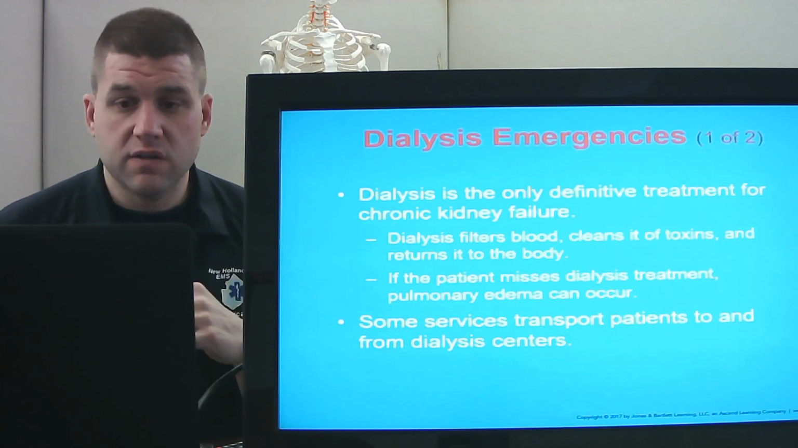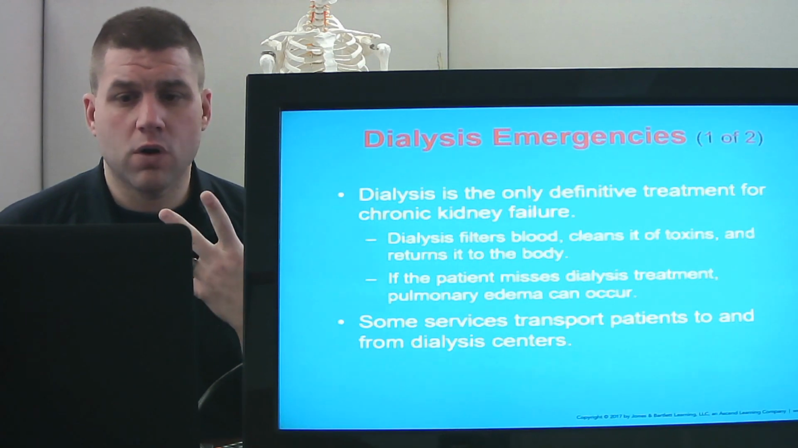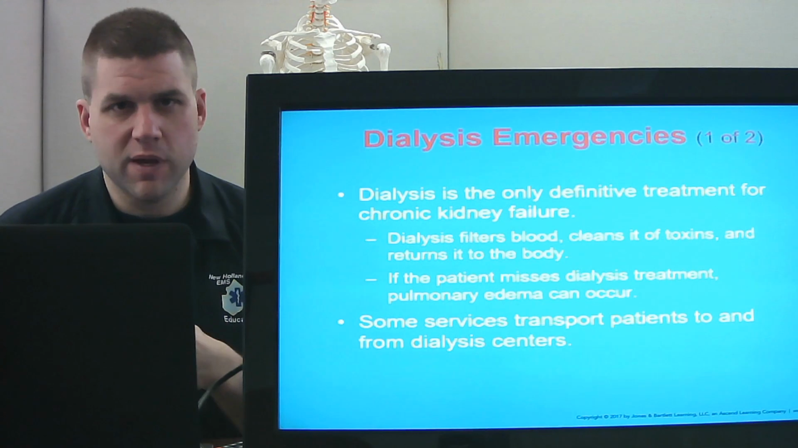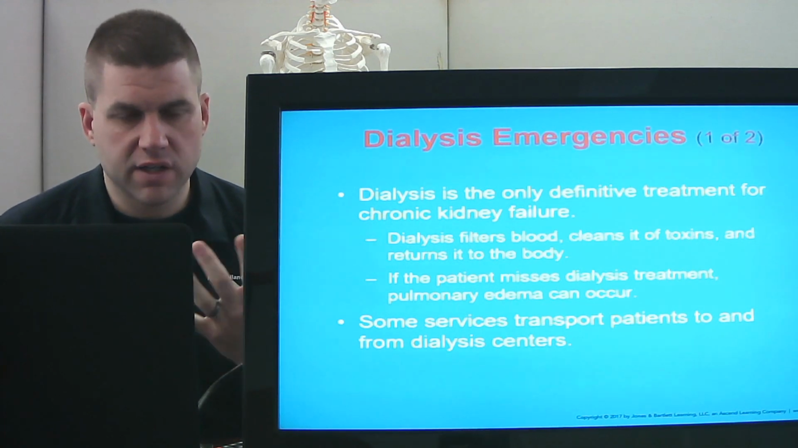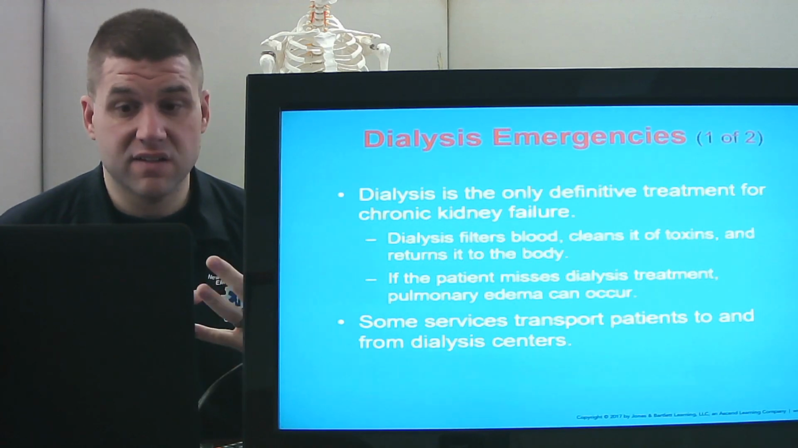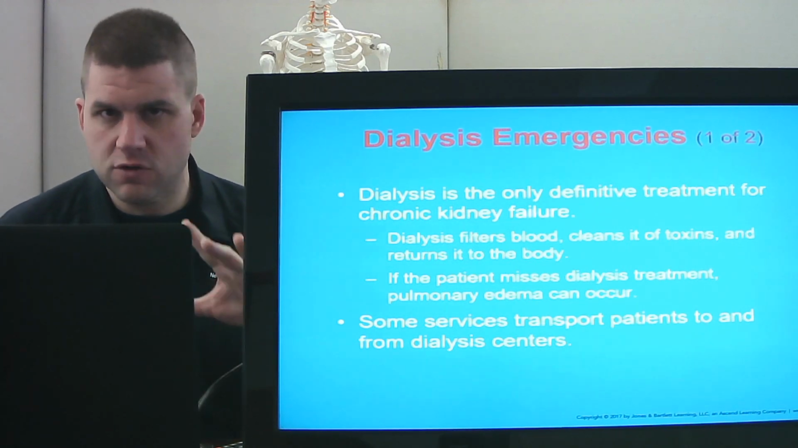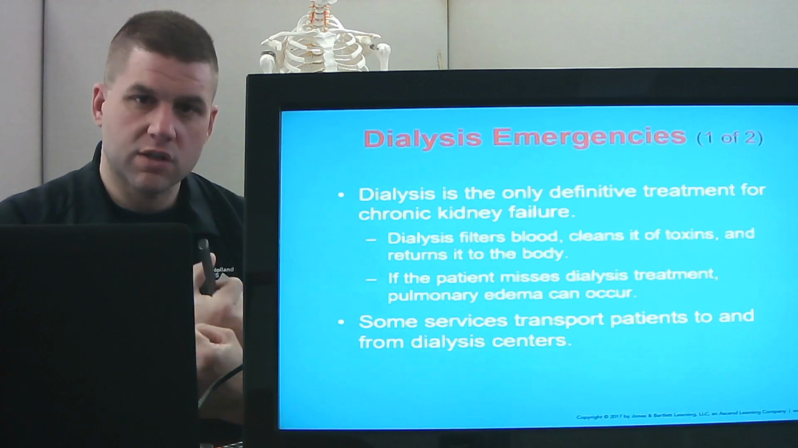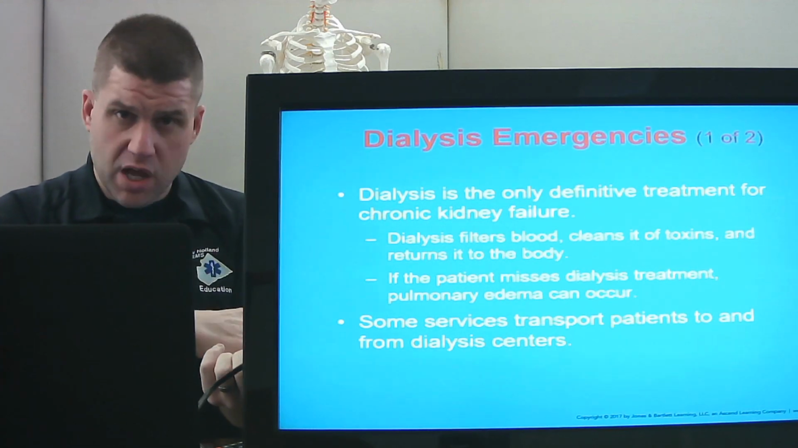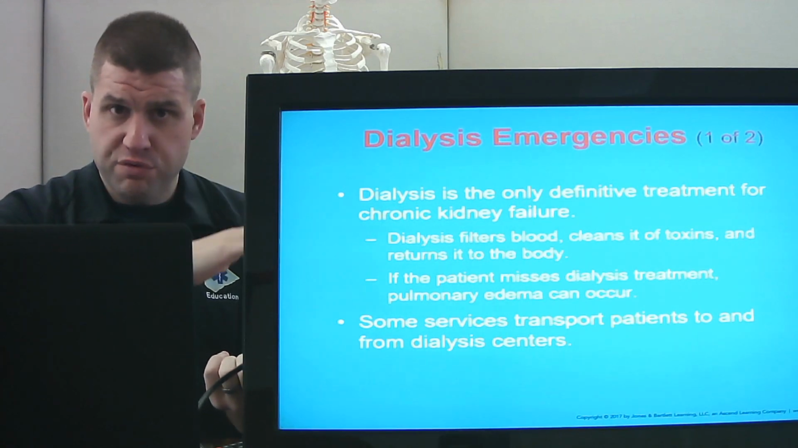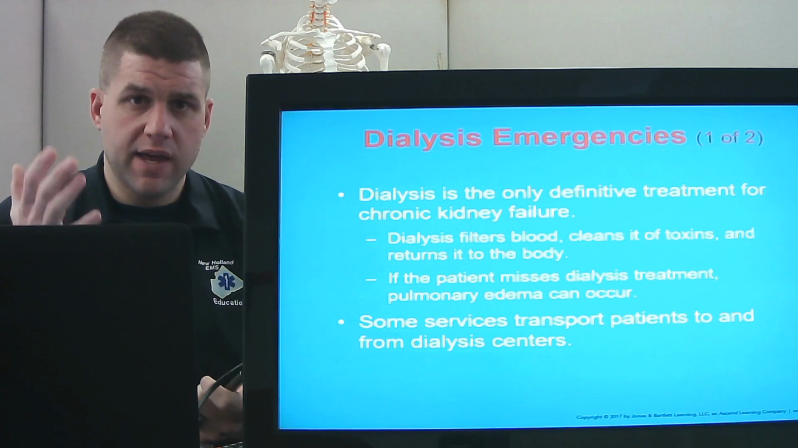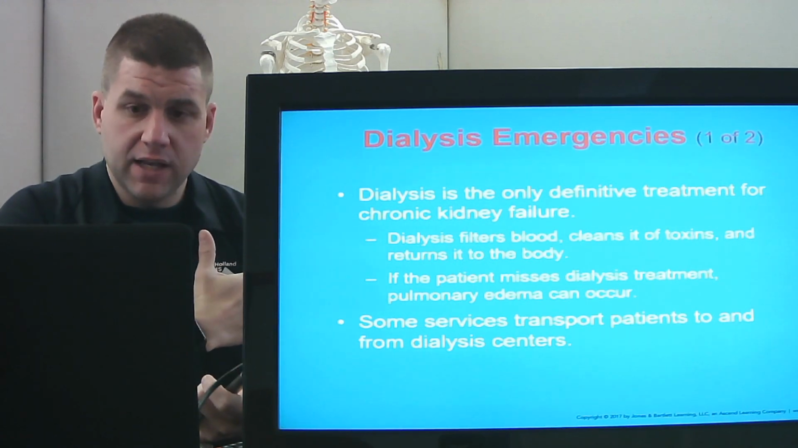Dialysis emergencies. The only definitive treatment for chronic kidney failure is dialysis. Lots of people are on dialysis. There are dialysis clinics all over the place. It filters the blood, it cleans out toxins, and it returns the blood back to the body. So if you're not familiar with it, the patient gets hooked up to a machine through a port in their body. The blood is taken out of their body, put through a filtration machine right there next to them, and then cleaned and put back into the body.